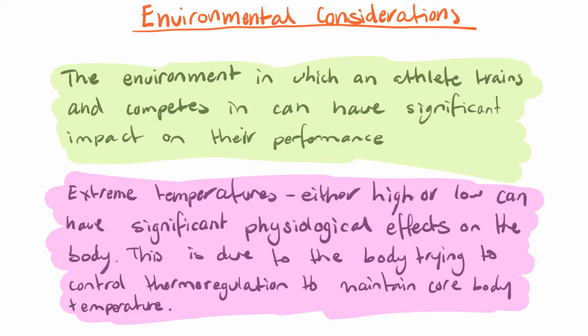So as discussed in the previous video around environmental considerations, the environment in which an athlete trains and competes in can have a significant impact on their performance. And extreme temperatures, either high or low temperatures, can have significant physiological effects on the body. This is due to the body trying to control thermoregulation to maintain core body temperature. Now this video will have a look at how different environments and different temperatures can affect the athlete and what you can do to try and decrease the influences of these environmental considerations.